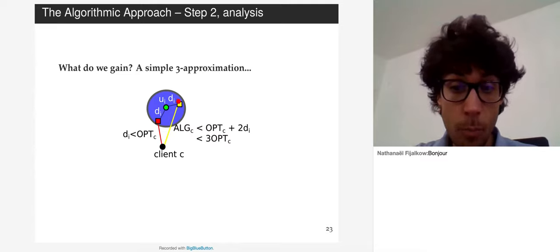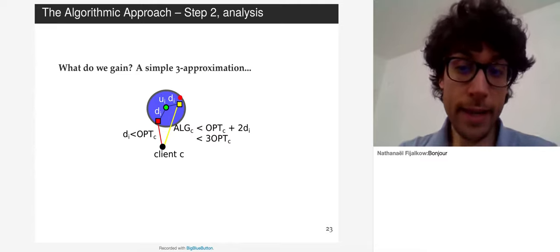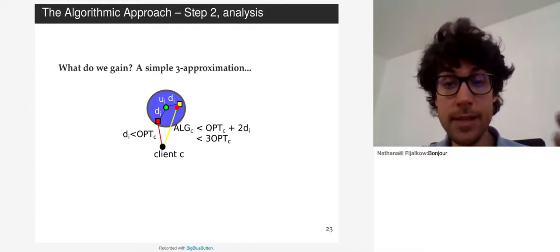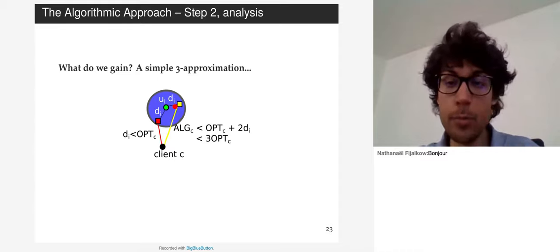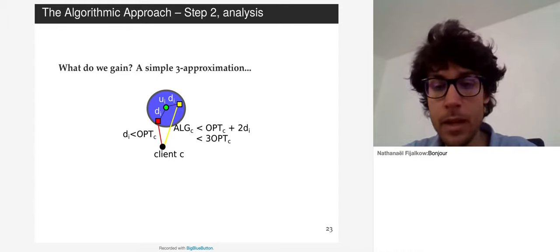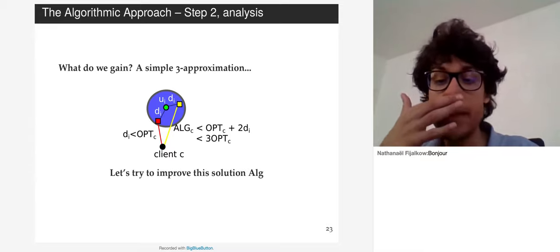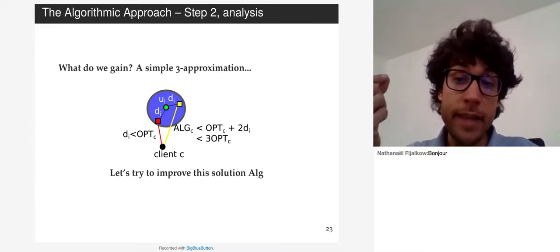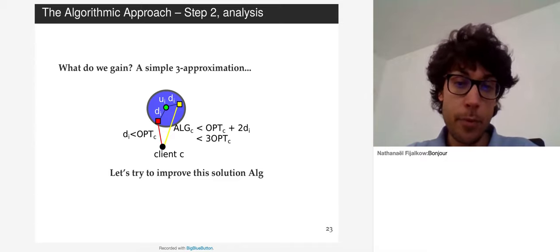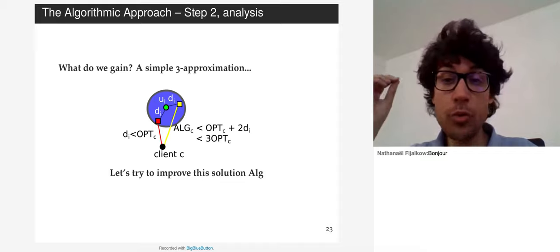So, picking any one in the blue guy is a good solution. It's a 3 approximation. It's not that good because it's 3, but it's at least a constant factor, which is very naive. Okay? So there is a simple 3 approximation. Now we can say that there is an obvious naive 3 approximation in the blue balls, and we can try to improve it.